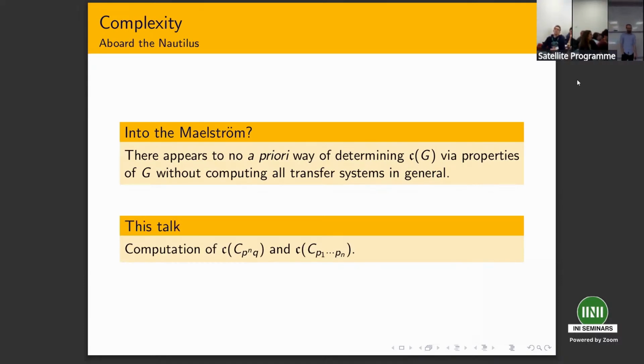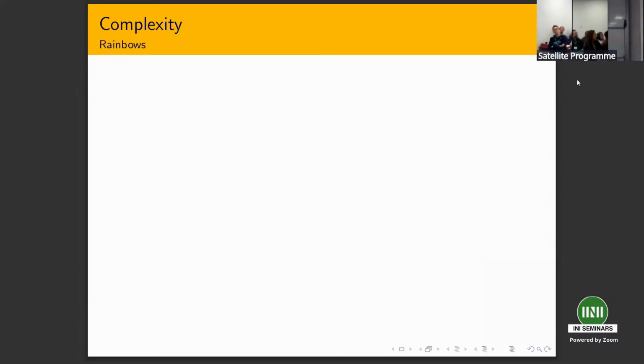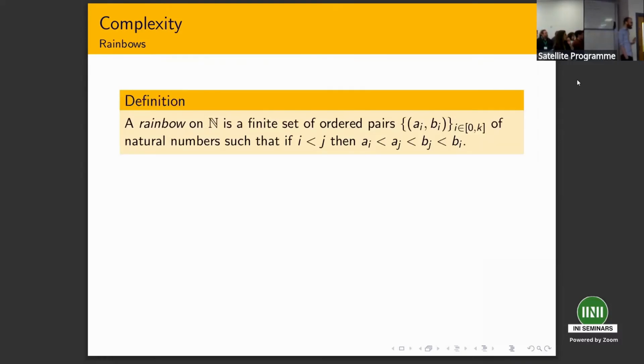So what I'm going to do for the rest of this talk is talk about an actual way that we know the complexity of groups of the form C_{p^n q} and for square-free cyclic groups. So we can compute this without having computed all the transfer systems and saying it stopped at step k. And this is good because then it can give us lower bounds on the number of transfer systems and some really crazy combinatorics. So I'm going to switch to some serious math now, talk about rainbows. Yes.